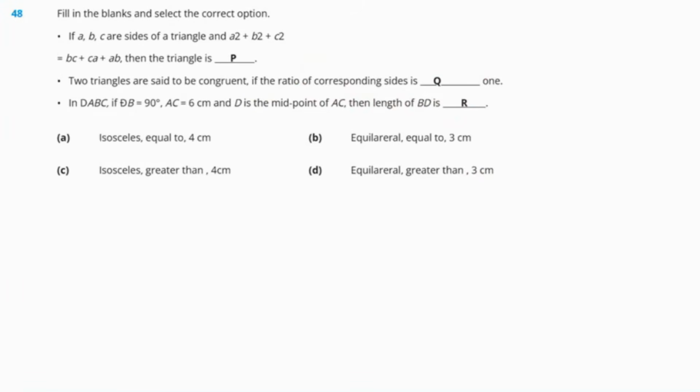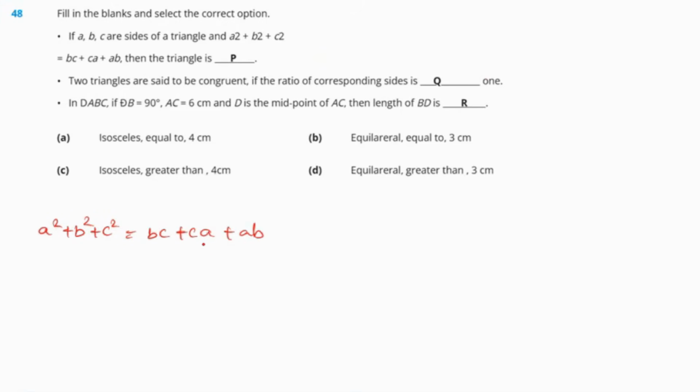Next, filling the blanks and select the correct option. If A, B, C are the sides of a triangle and A square plus B square plus C square is equal to BC plus CA plus AB, then the triangle is, okay, which type of the triangle that we need to tell. So if A, B, C are the sides and A square plus B square plus C square is equal to BC plus CA plus AB, then the triangle will be which type of the triangle?